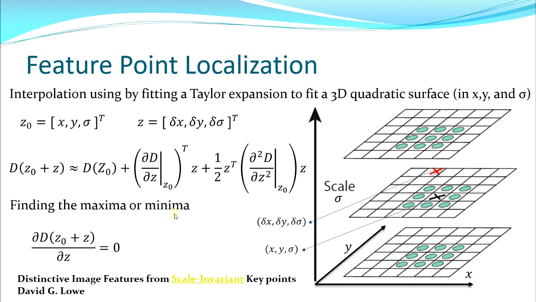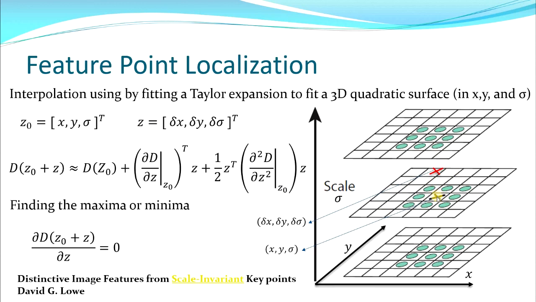How do we do that? So this is the Taylor series. So I have, what is d? So d is the pixel value at that point. So the pixel value over here is denoted by d of z0, because this point is z0, this is our z0. So d of z0 is the pixel value at this point.